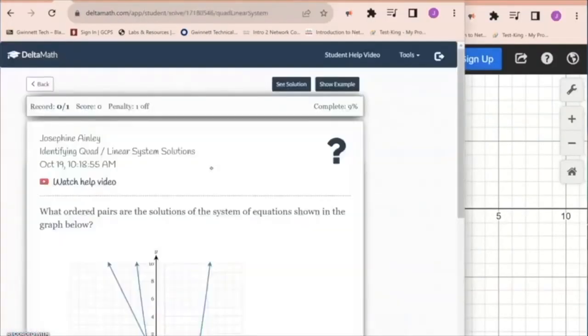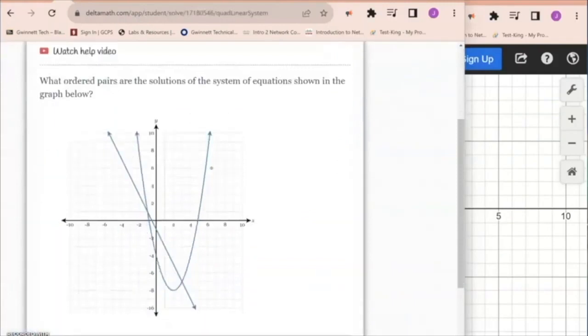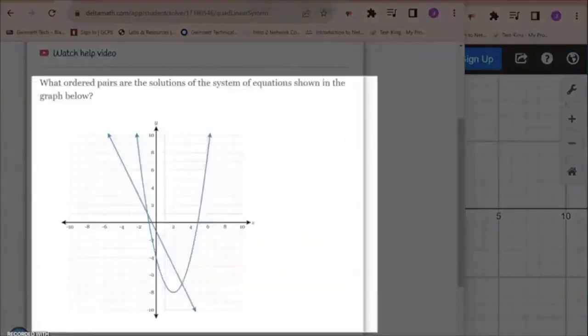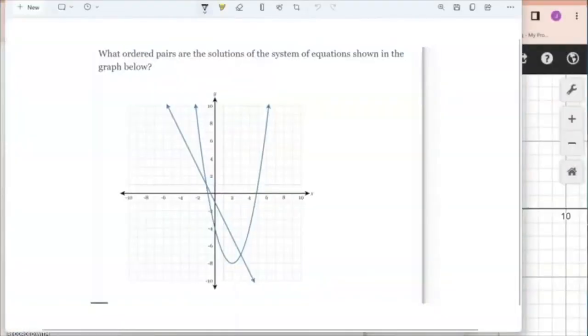Identified quad and linear systems of solutions. These are pretty straightforward. Remember that anytime you have a system of equations, the solutions are the intersections where the lines cross each other. So where does this quadratic cross this linear? It crosses right here.